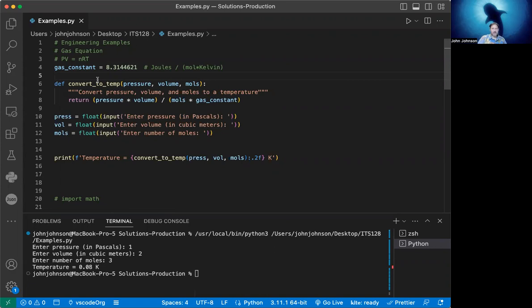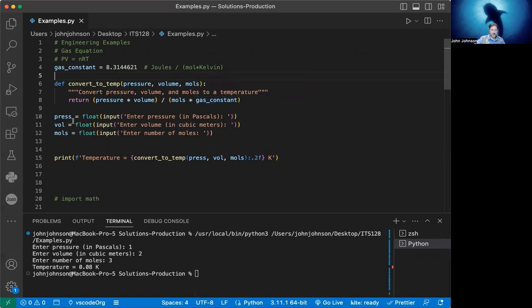So we start off with a function, convert to temperature. We're taking pressure, volume, and moles as our arguments here. Well, these are the parameters. The arguments are going to be what's applied to it. We have a doc string here, and God bless them for putting that there. It tells us exactly what we're going to be doing. We're going to convert pressure, volume, and moles to a temperature. That lets us know what this does. And then if we look at the return, we're sending a singular value. It's going to be the pressure times the volume divided by moles times the gas constant.